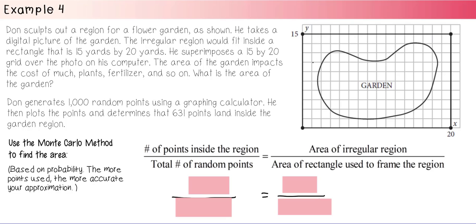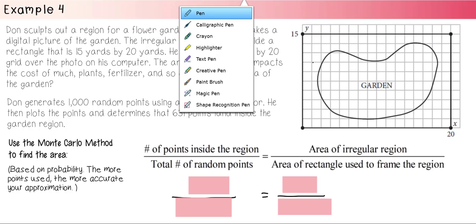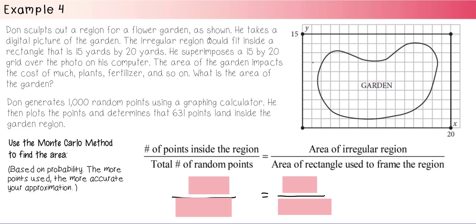So in this video, we're going to look at how we find areas of items that have irregular regions. A perfect example of that would be a garden that we have in our yard. A lot of gardens are not perfect square or rectangle shapes. They're not even always perfect circles. If you look at this drawing that Dawn has here, it is shaped like a kidney.